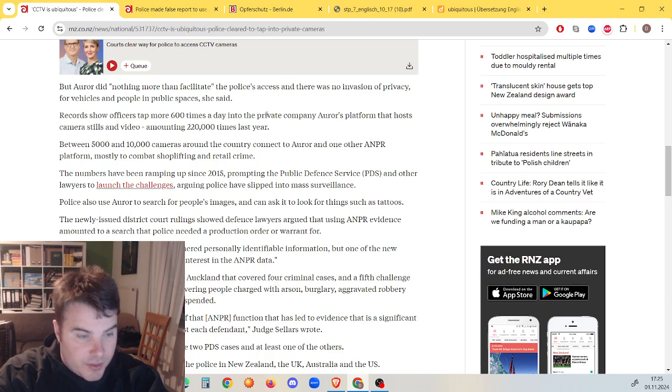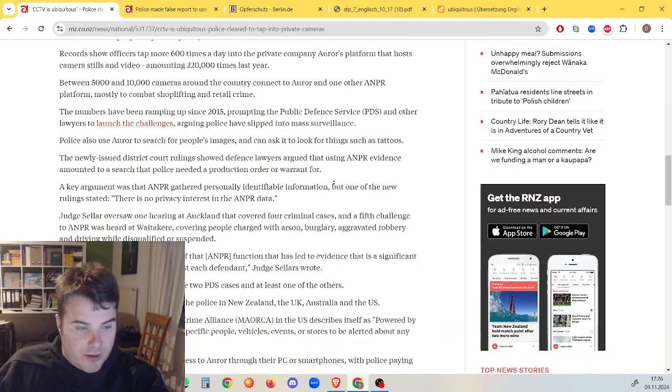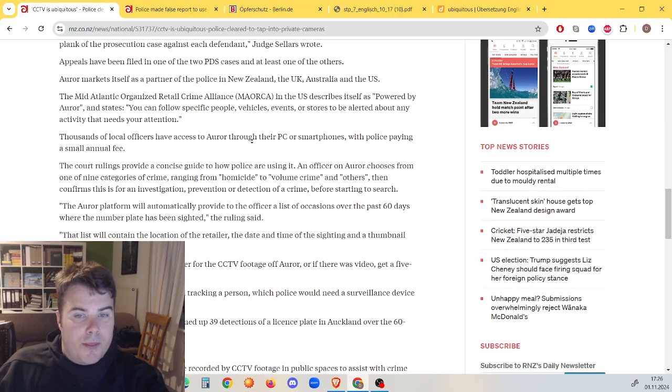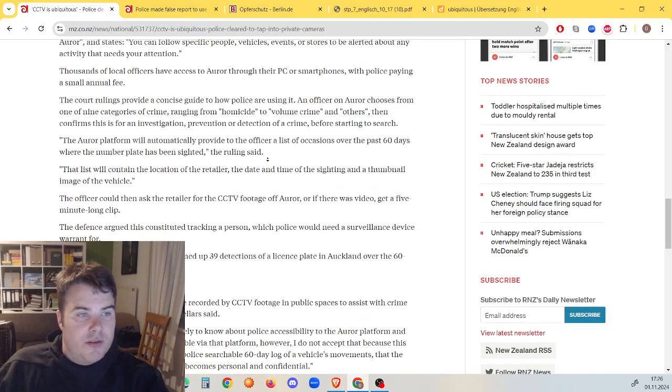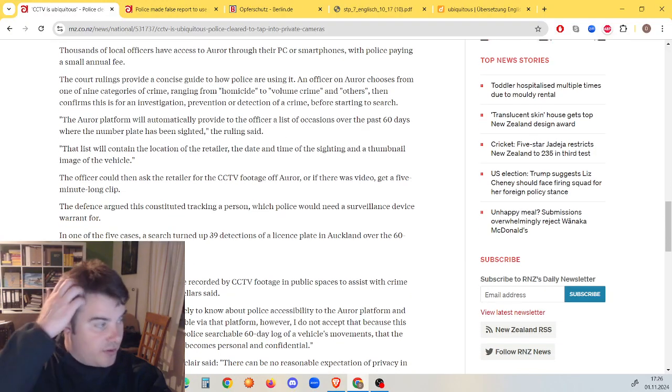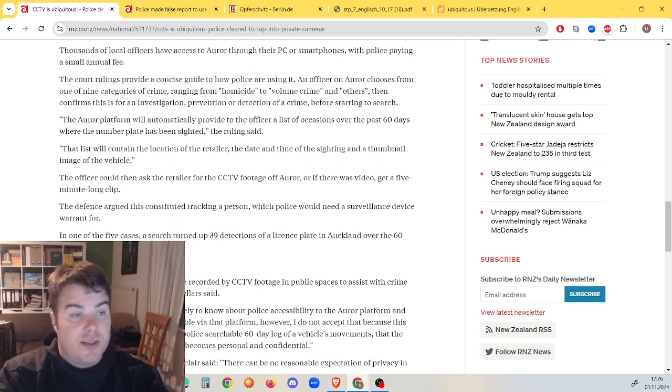It's, where is it? This is just a court case. Yeah. Here we go. So, here we go. This is how it works. So imagine you were a police officer in New Zealand. Thousands of local officers have access to Aurora through their PC or smartphones, with police paying a small annual fee, so you pay for bandwidth use. The court rulings provide a concise guide on how police are using it.